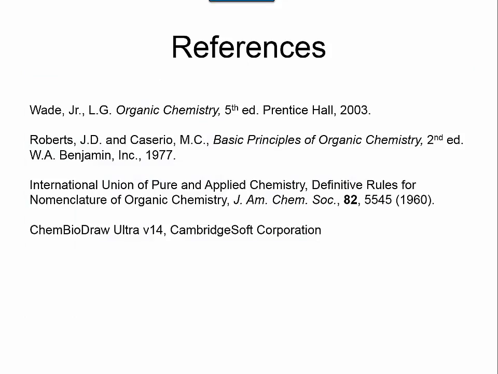I used a number of resources to create this video. The Wade Organic Chemistry text is a sophomore level organic chemistry textbook. Roberts and Caserio actually have a full chapter on organic chemistry nomenclature. I also referred to the Journal of the American Chemical Society paper by the International Union of Pure and Applied Chemistry for their definitive rules for organic nomenclature. And if you don't know already, ChemDraw and ChemBioDraw can be used to help you name compounds. You simply draw the molecule in the program and then ask the program to assign a name for the compound.